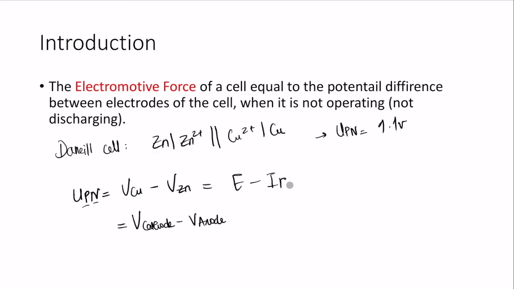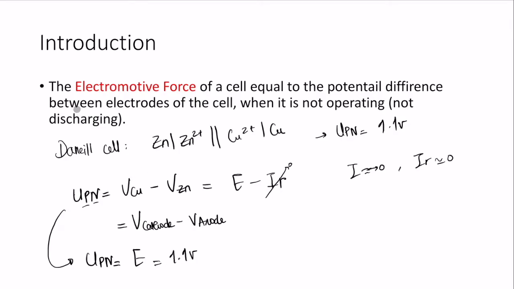Now, IR is almost null because the current is almost null inside our cell, so I tends to 0. So IR is almost 0. So we come to the conclusion that UPN is equal to the electromotive force. So UPN is equal to E, and in the case of the Daniell cell it is 1.1 volt. So E, the electromotive force here, is 1.1 volt.